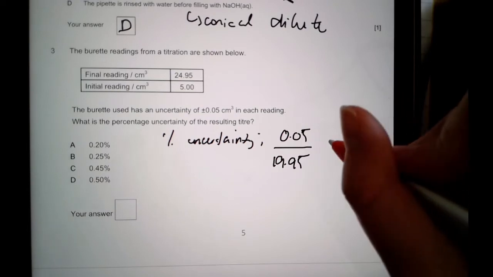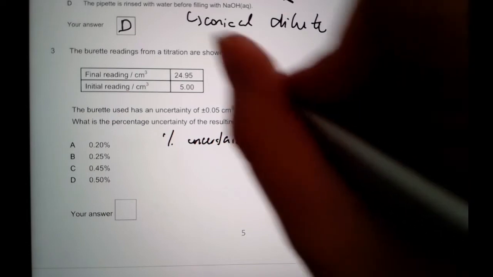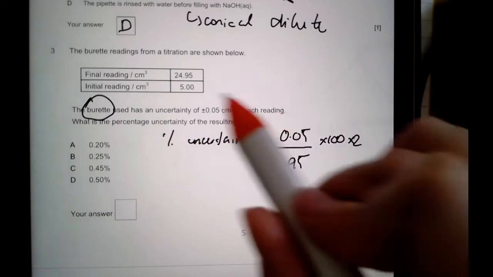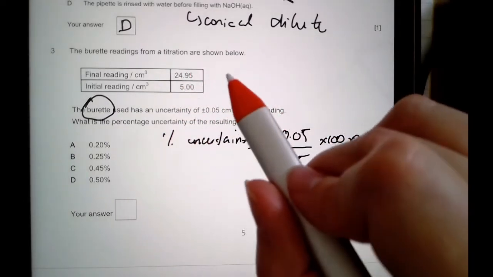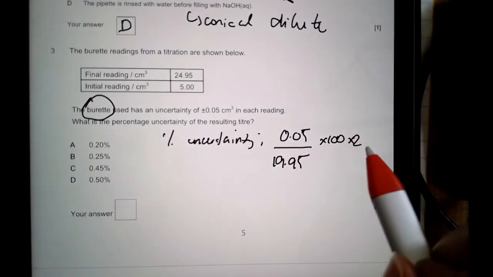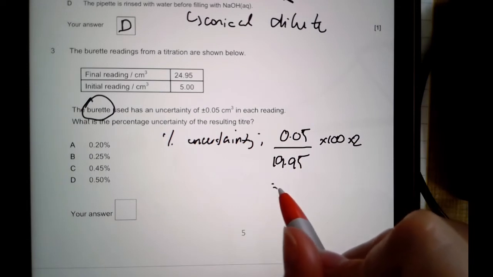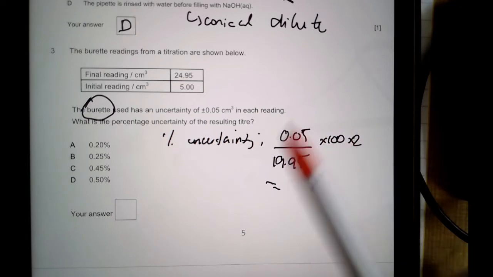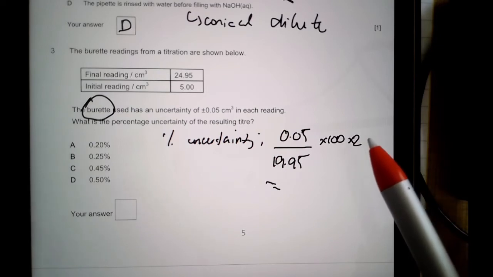Then you multiply by 100 because it's a percentage, and then you have to multiply it by 2, but only when you're doing this for a burette. The reason I times it by 2 is I have to take 2 readings with the burette, an initial and a final, so my percentage uncertainty has to be times by 2. If I was doing this with a pipette instead, I would do exactly the same thing, but I wouldn't multiply by 2. In a pipette, I only take 1 reading, not 2, so there's no need to multiply by 2.